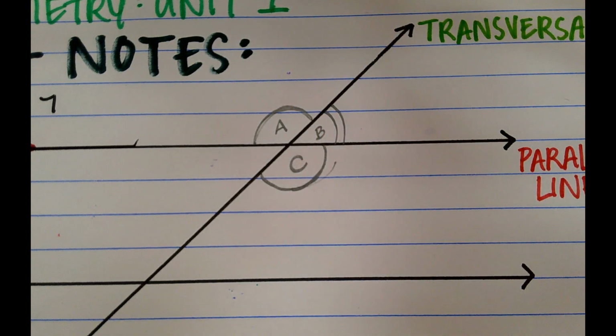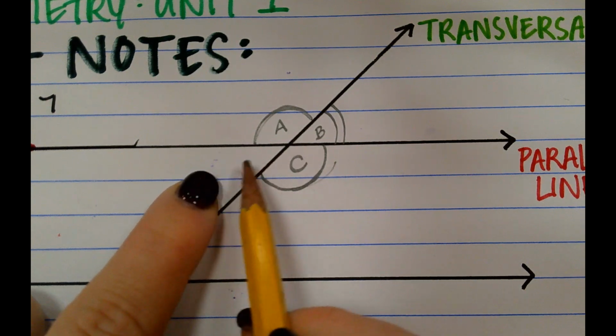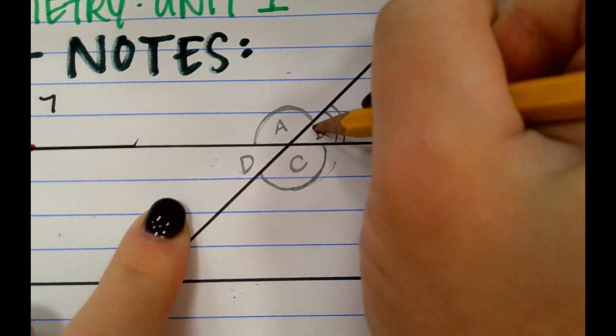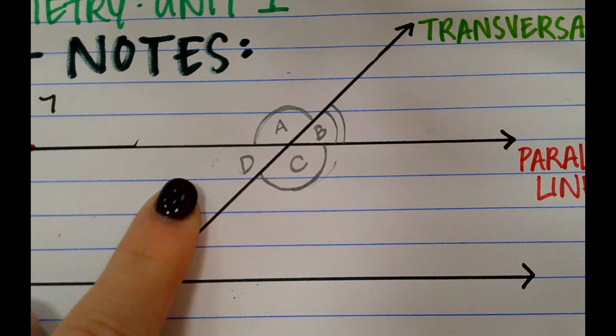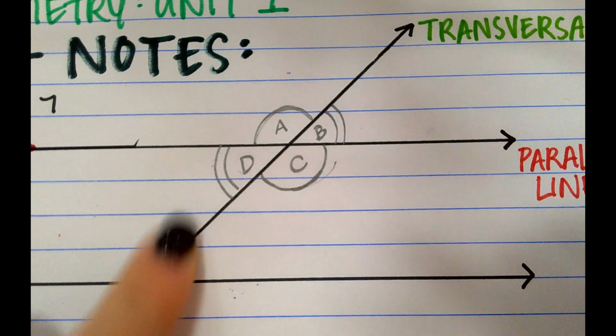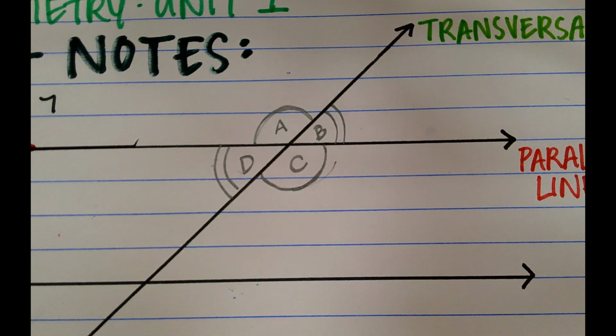Okay. And we will call our last angle D. And how many arcs do you think D will get? 2. Good. 2. Okay.